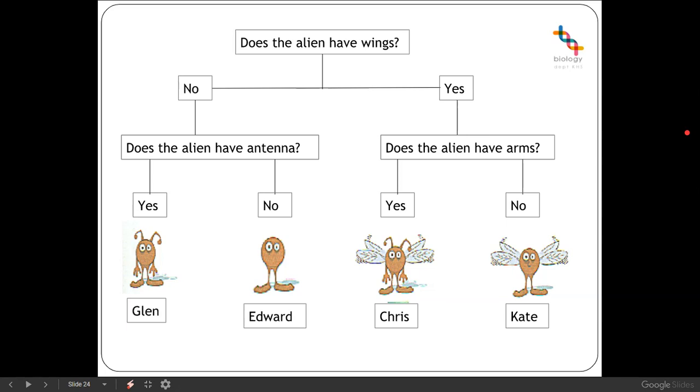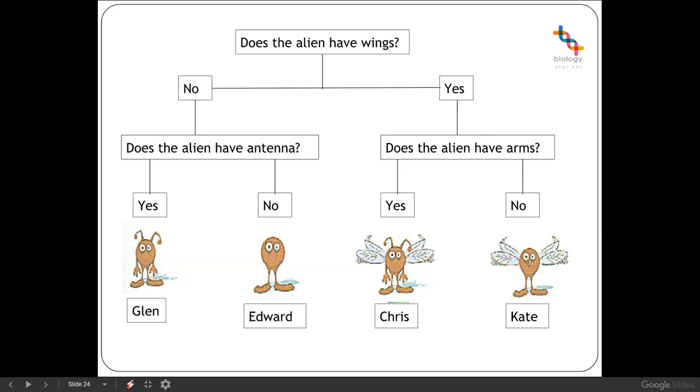So this is my solution to how you might want to identify your aliens with a branching key. Now yours might look a little bit different to this. You might have selected different questions in different places, as really you could have separated them in 3 different ways: whether or not they've got wings, whether or not they've got antenna, and whether or not they have arms.